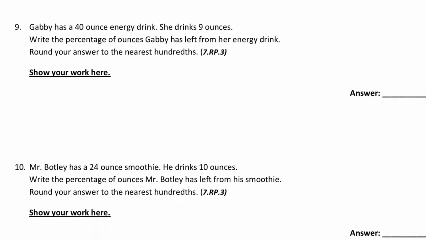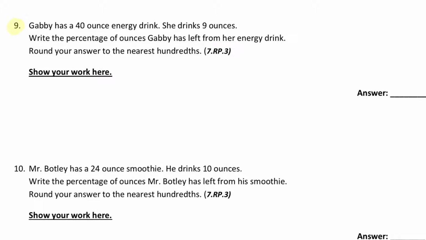Right, so let's look at a different type of problem. Let's look at number 9. It says Gabby has a 40-ounce energy drink. She drinks 9 ounces. Write the percent of ounces that Gabby has left. Okay, so I'm just going to make a little diagram here. Let's say here's her energy drink. It comes in a can, and the whole thing is 40 ounces, and she has drunk 9 ounces.